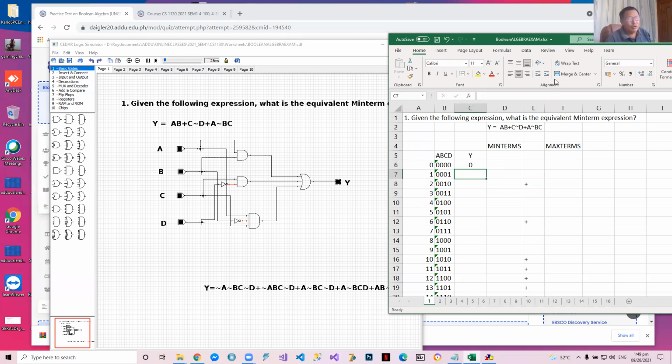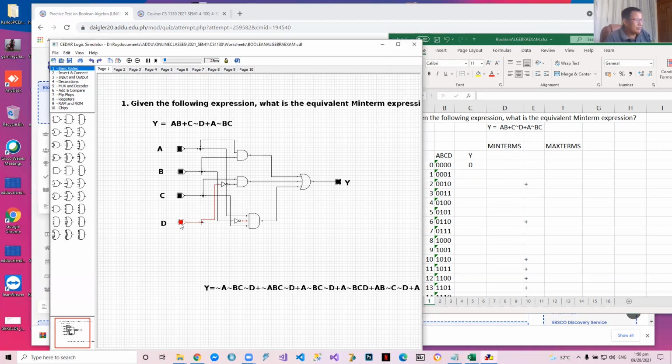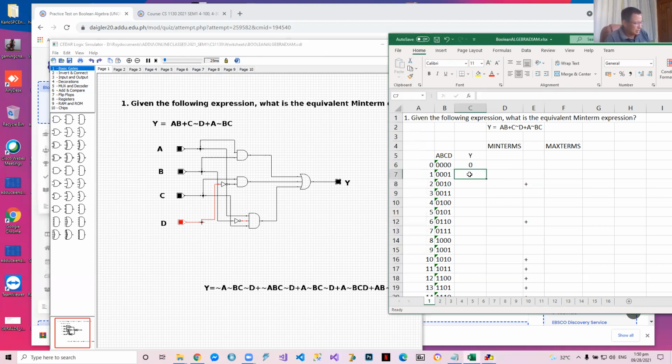We are looking for the red ones, not the black ones. The next is 0, 0, 0, 1. We'll just click this, so this becomes a red, but this is now a one. The result here is a black, so this is a zero. We'll ignore that and just proceed.